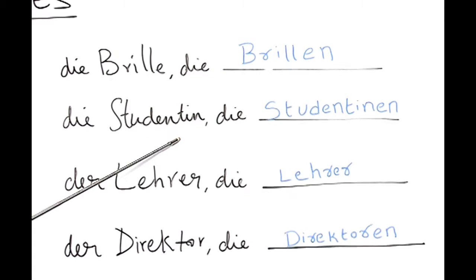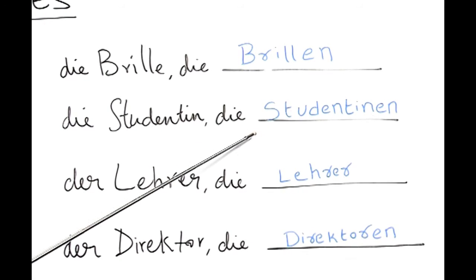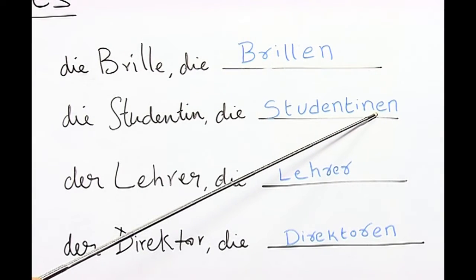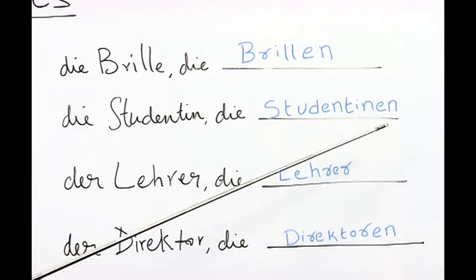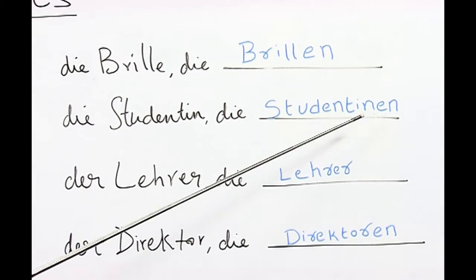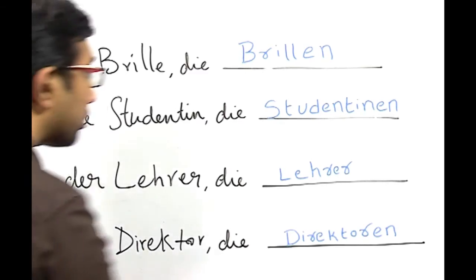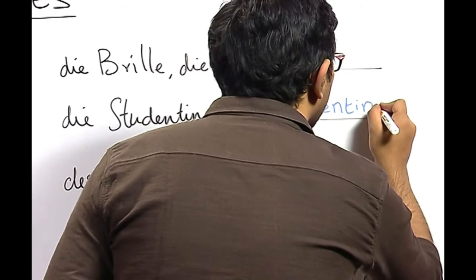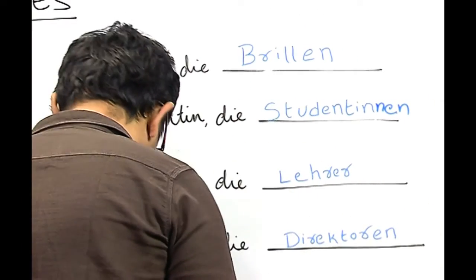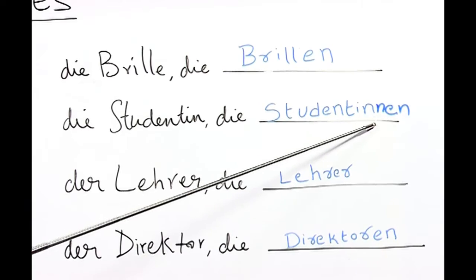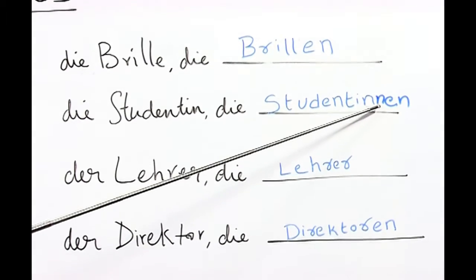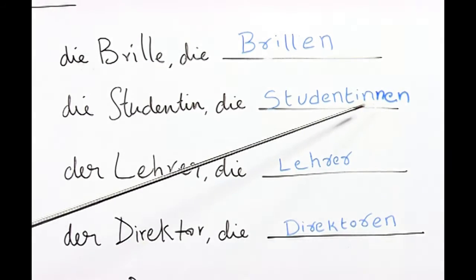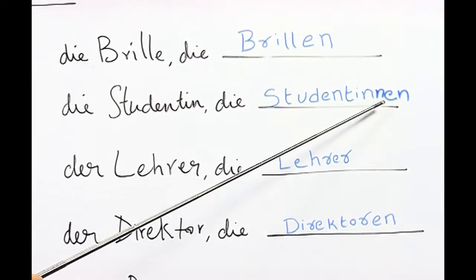Die Studentin, which means a female student, the answer is die Studentinnen. However, our student has forgotten to write another letter here, which is not a problem because everybody learns through mistakes. So, we would correct this mistake here and write the correct form. Now, we have the correct form here, which is Studentinnen. Please remember there are two N's here, not the single N. So, we have die Studentin in singular and die Studentinnen in plural.